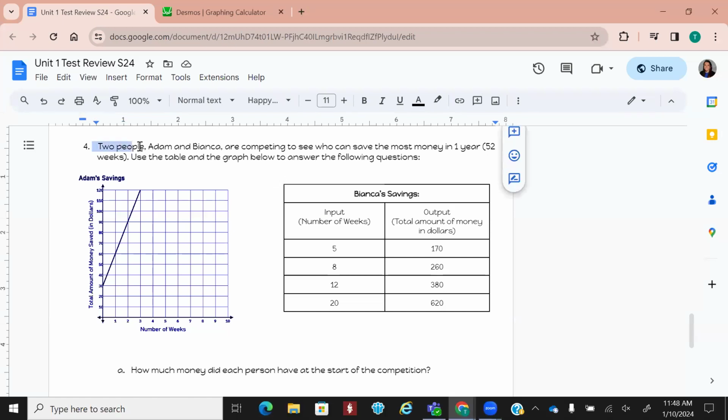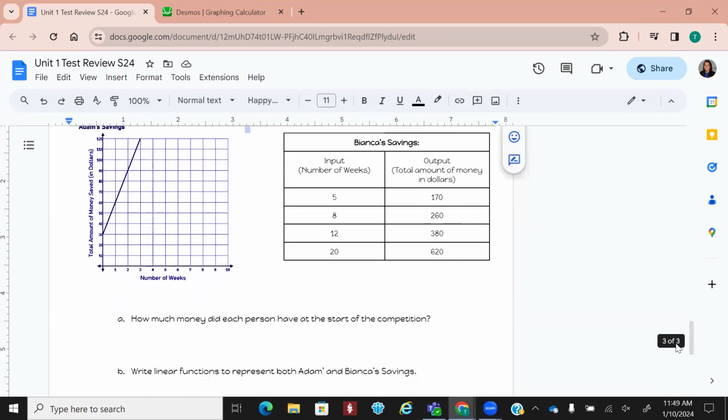Two people, Adam and Bianca, are competing to see who can save the most money in 1 year, which is 52 weeks. You're going to use the table and the graph below to answer the following question. Okay, so let's look at Adam's savings. How much did he start with? 30. How do we know that? Because that's where it starts on the y-intercept, right? So Adam started with 30.